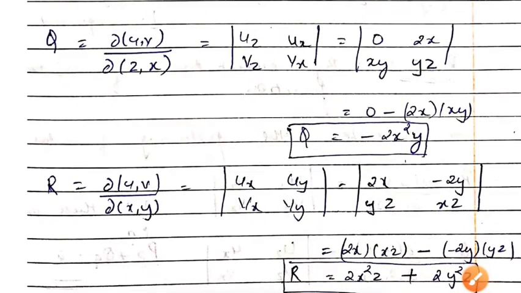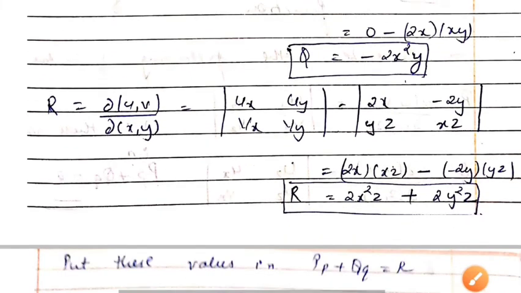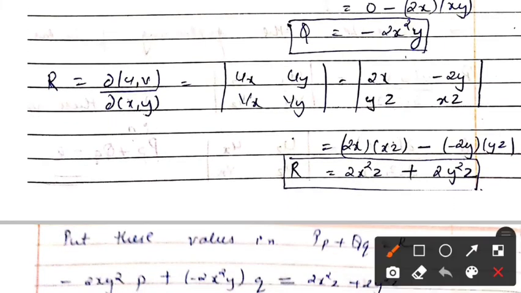Similarly, find capital Q. Capital Q equal to del(u,v) upon del(z,x). Differentiate this with respect to z. So uz, vz, ux, vx. Substitute all the values over here and find the determinant. We will do cross multiplication, this minus this term. So 0 minus 2x into xy. So Q is equal to minus 2x square y, right? Same way we will find capital R and you get this value.